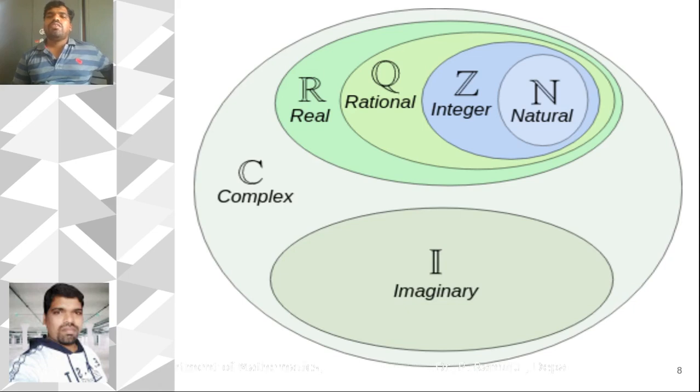This is first natural numbers. After that, integers. Z is a superset of N, Q is a superset of Z, R is a superset of Q, and C is complex numbers, containing real numbers as well as imaginary numbers. Real and imaginary numbers are called complex numbers. So this figure we have to remember: natural, integers, rational, real, imaginary and complex. If you remember this figure, it is very useful.